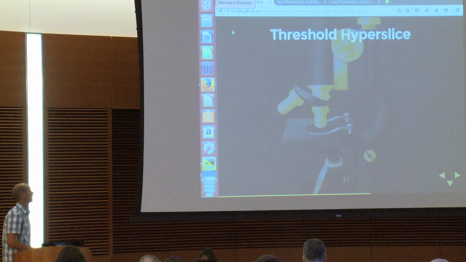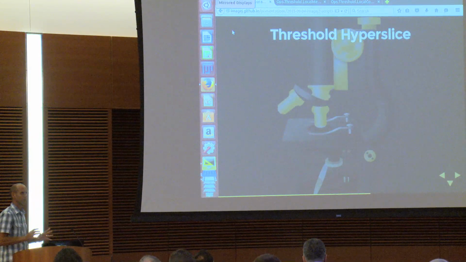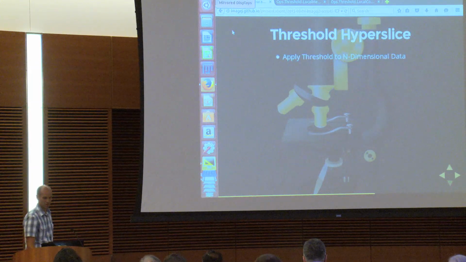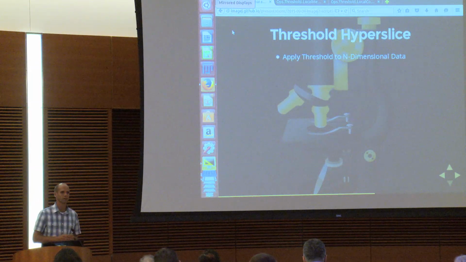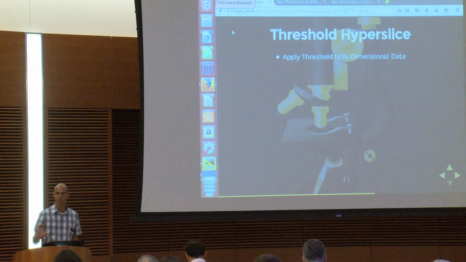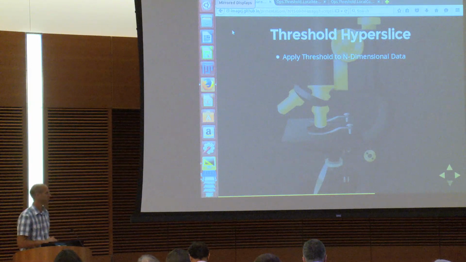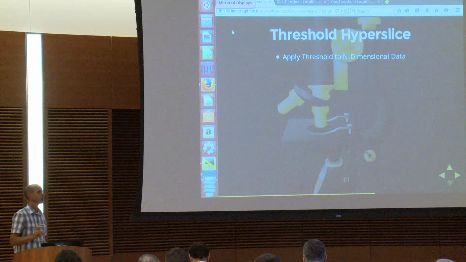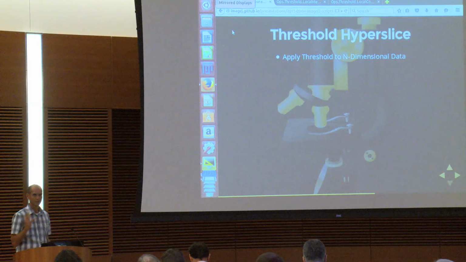Okay, so this example shows how to threshold a hyperslice. This is a really subtle example, because what we're going to do here is apply a threshold to our n-dimensional data. We're going to use the same data set, the confocal series data set, and it's x, y, channel, and z. So when we do a threshold, we calculate a histogram, find a threshold, apply it.